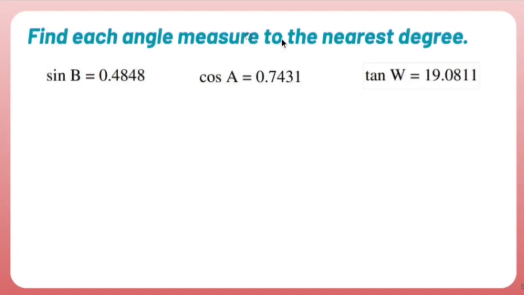Find each angle measure to the nearest degree. What they're asking us to do is find each of these three letters. Here's the problem for each of these three letters: there is a trig function in the way. Sine is in the way, cosine is in the way, tangent is in the way. So I have to get rid of each of these trig functions legally.